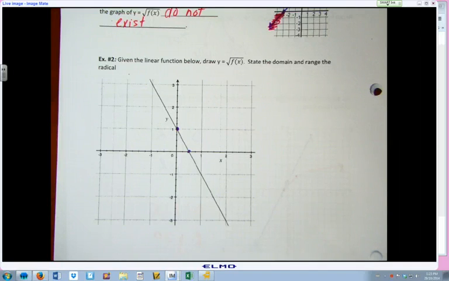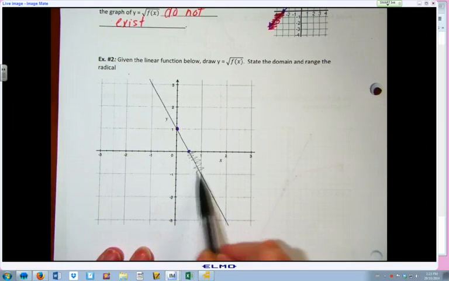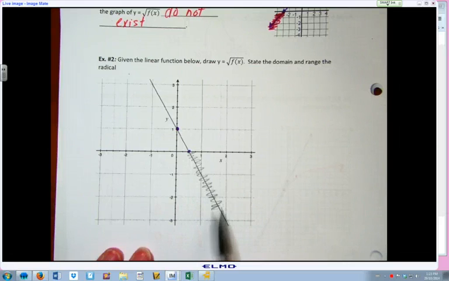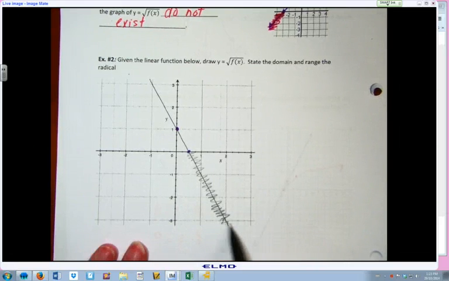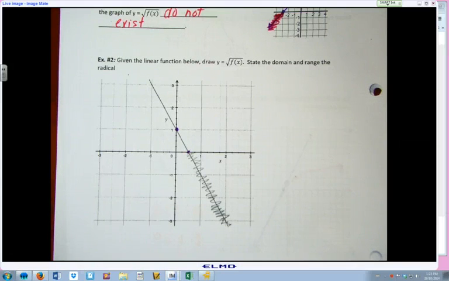Step number 2, you're going to completely ignore anything under the x-axis. So all of this will be gone. If you want to cross it out, great. If you don't need to do that, don't. It's totally up to you. I like to cross it out to remind myself that we don't need to look at it. It doesn't exist on our new graph.